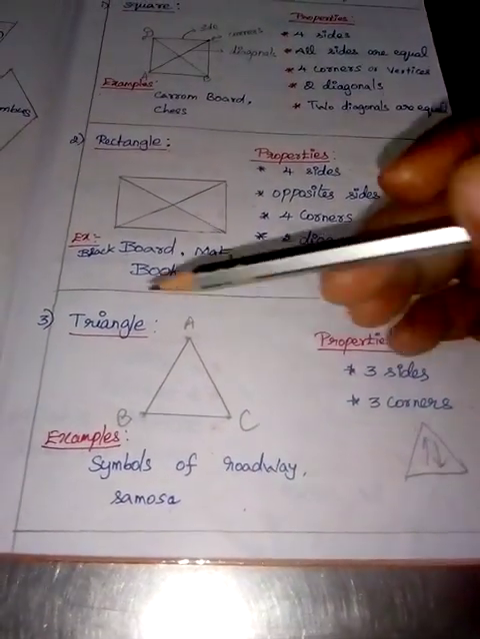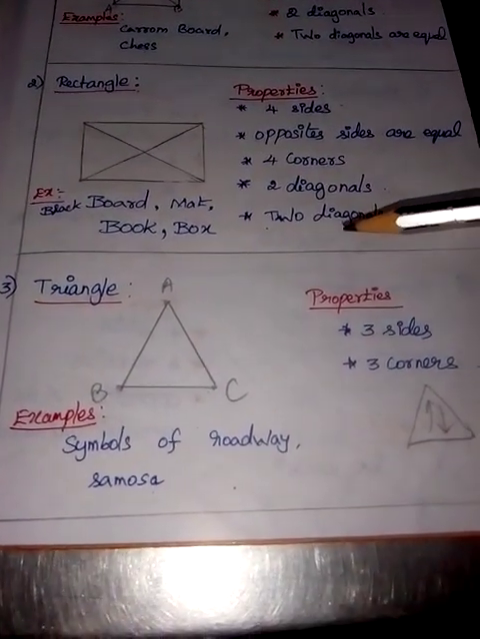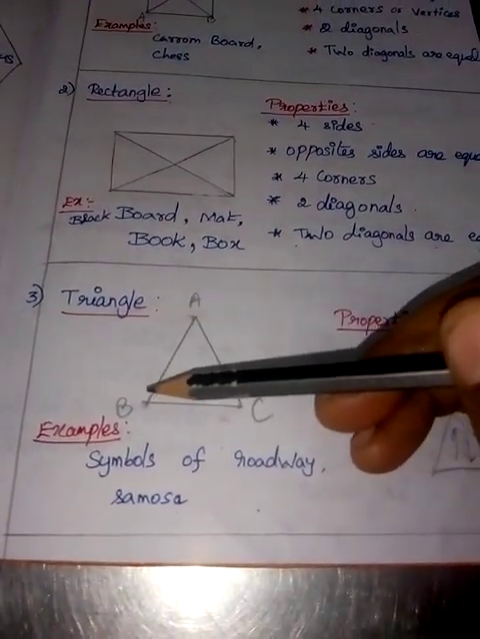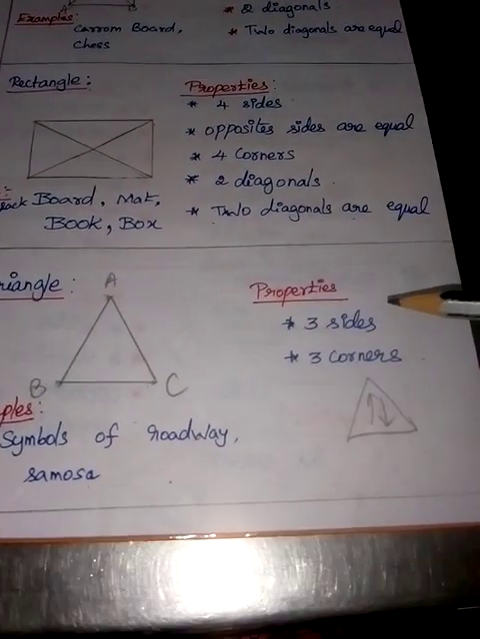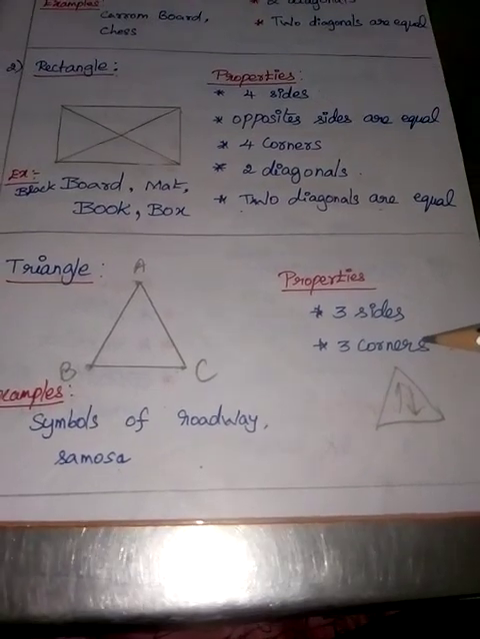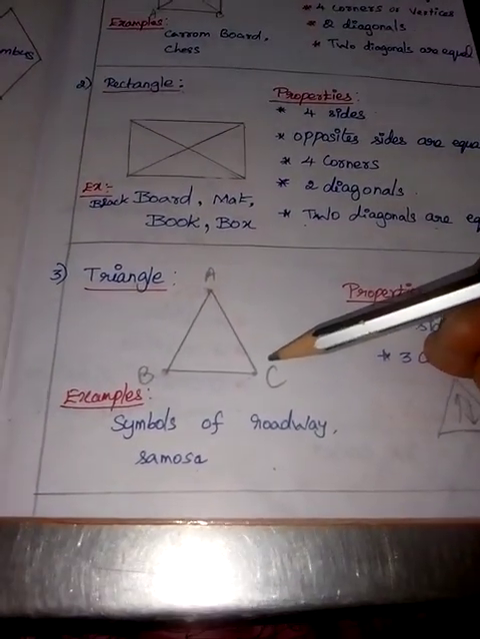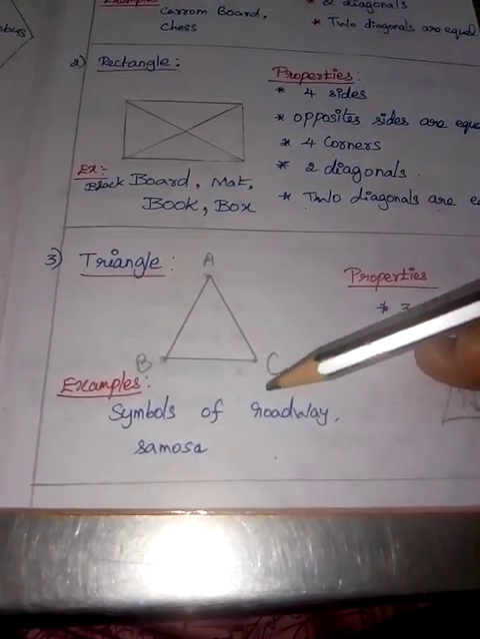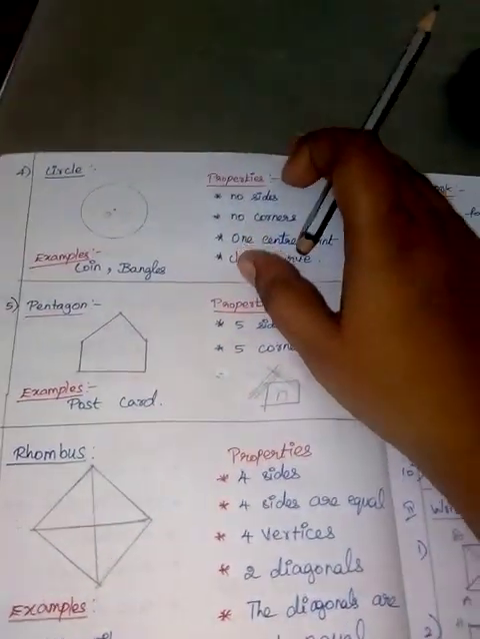Okay. Now we see the triangle. How many sides does a triangle have? What are the sides in a triangle? AB, BC, CA. So a triangle has three sides and three corners. What are the corners? A, B, C. Give an example for triangle: road signs and samosa. We like to eat samosa. So samosa is like a triangle shape.